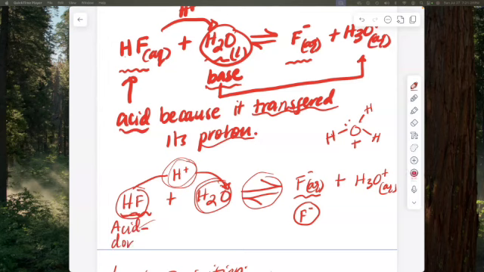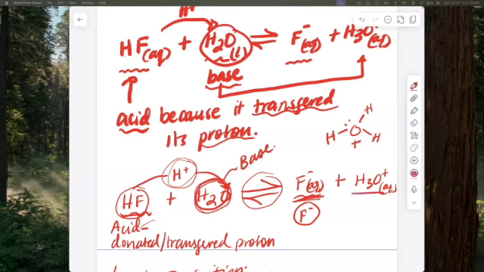Why is it an acid? It donated or transferred the proton. How do I know that? After the transfer, it doesn't have the proton anymore. And this is the base. How do I know this is the base? This is the base according to Bronsted-Lowry because when the transformation is done, it has an extra proton it didn't have before, okay? So according to Bronsted-Lowry, this will then be the Bronsted-Lowry acid.